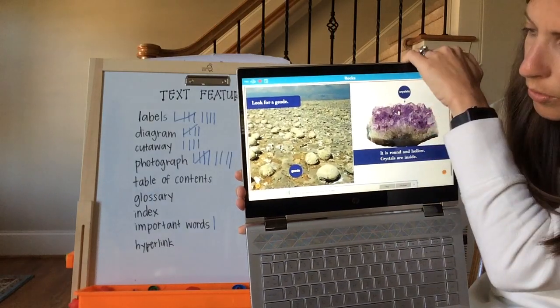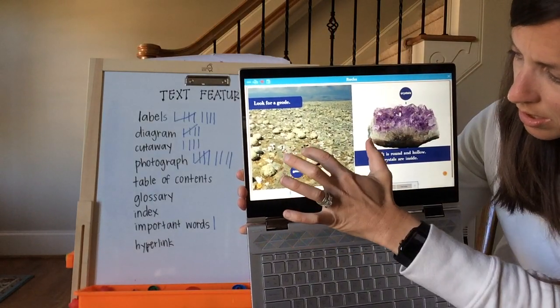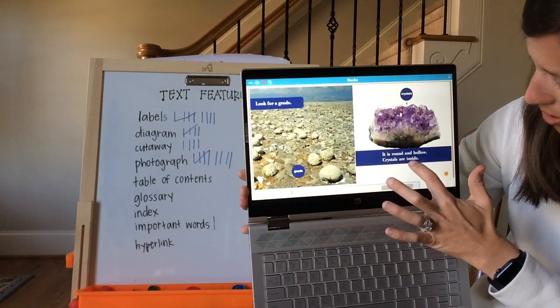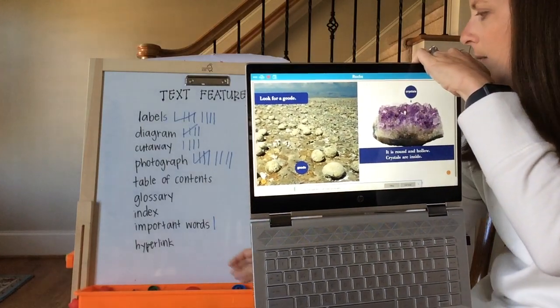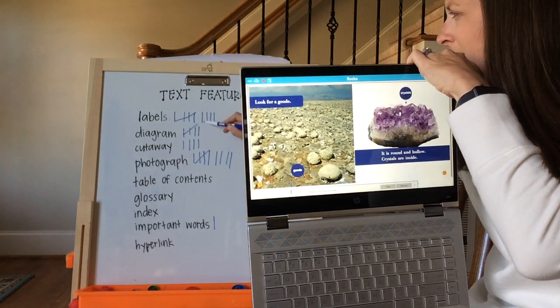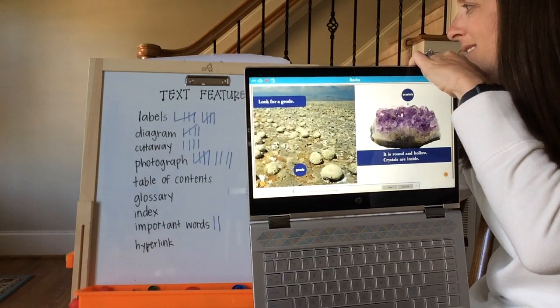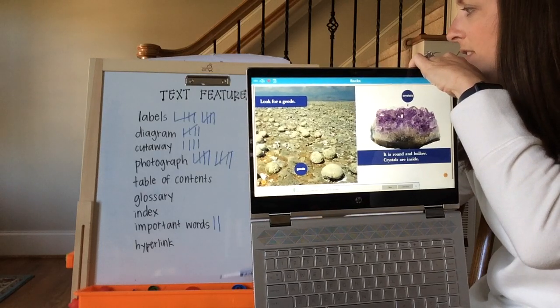Look for a geode. Oh, geode, and there's a label. Crystals. It is round and hollow. Crystals are inside. Okay, we see the labels again. I'm also going to use those words and say that they're important words. And this page also has photographs.